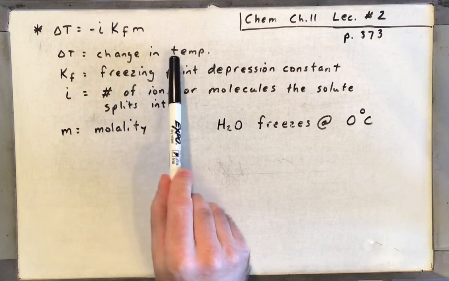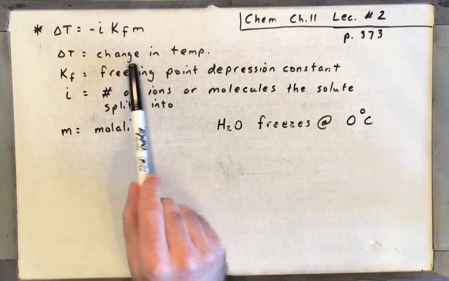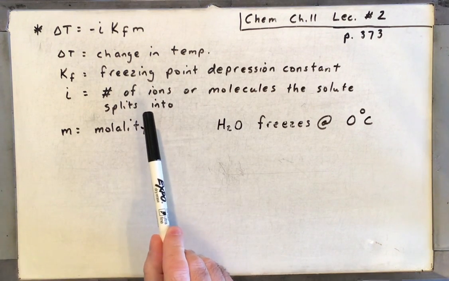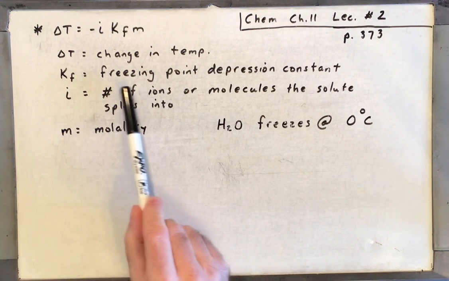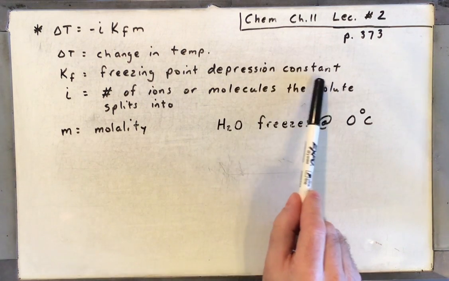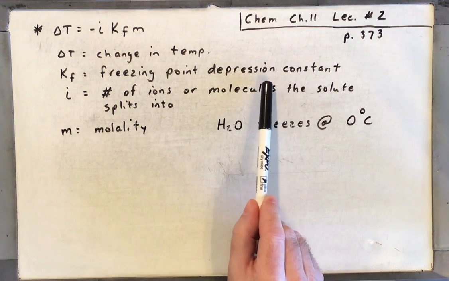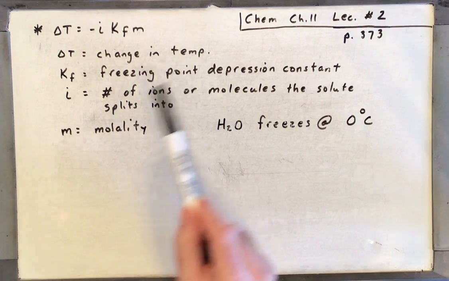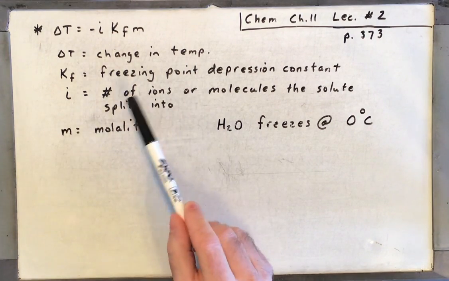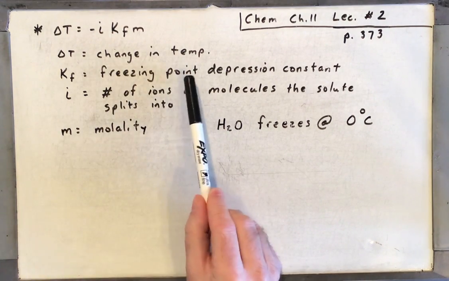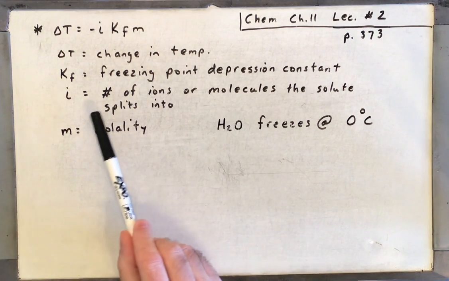Delta T, you might remember delta T from the calorimeter chapter. That just means change in temperature. K sub F is a freezing point depression constant. It's different for each substance. Okay, so whether it's water or alcohol or whatever, each substance will have a different freezing point depression constant.